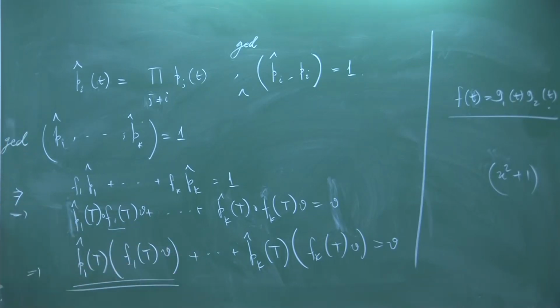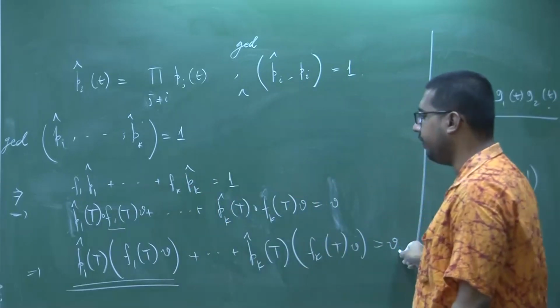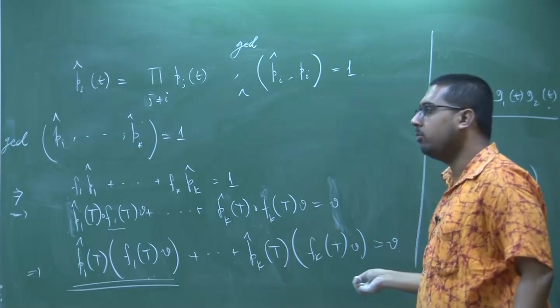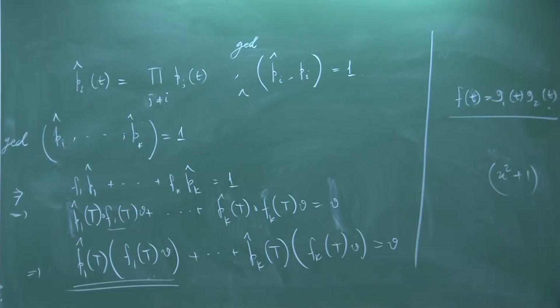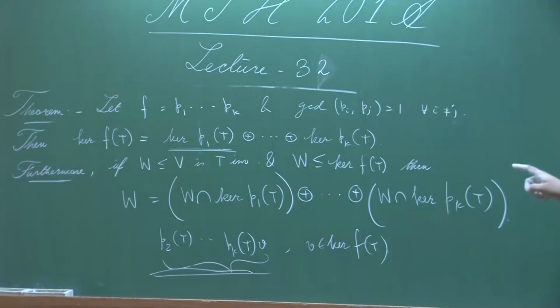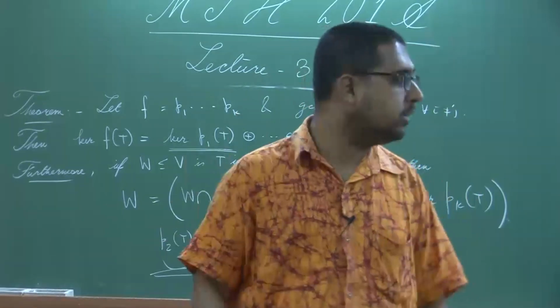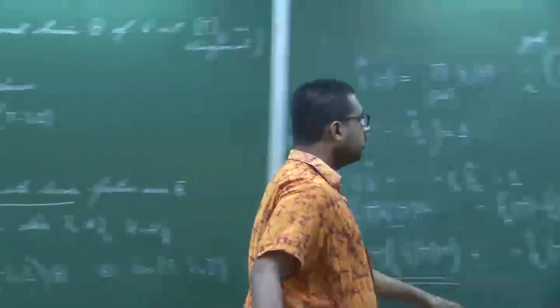So, what does that show? That shows that every vector in the kernel of Ft can be written as the sum of vectors W1 up to Wk, where each Wi lies in the kernel of Pi. So, that shows that this is the sum of the kernel of Pi's. I have not proved that the sum is direct, I just proved that this is just a sum. So, let me write that, it is better.